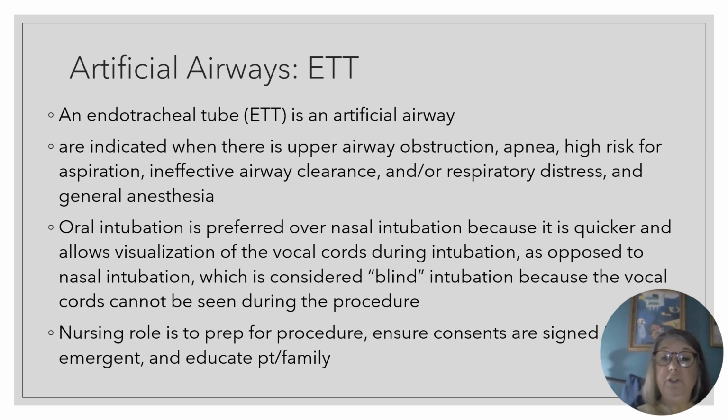Indication: ET tubes are indicated when there is upper airway obstruction, apnea, high risk for aspiration, ineffective airway clearance, or respiratory distress. These tubes can also be placed to deliver general anesthesia via an ET tube and may be required after the surgical procedure to maintain the airway. In all of these situations, there is a need for assistance to maintain adequate ventilation and perfusion. So basically, the patient's just not going to breathe adequately on their own. They need a little bit of help. They need an extra airway is what it comes down to.